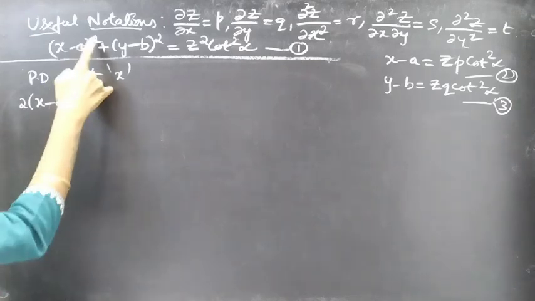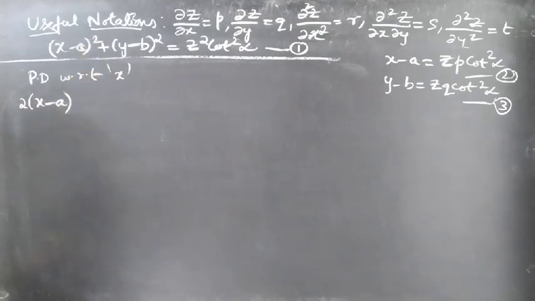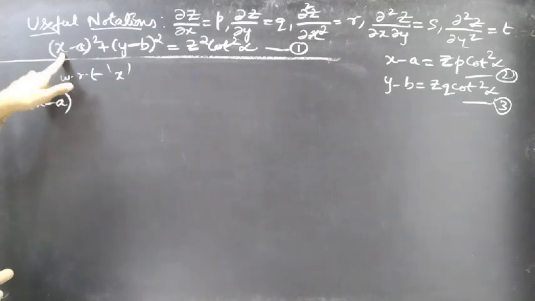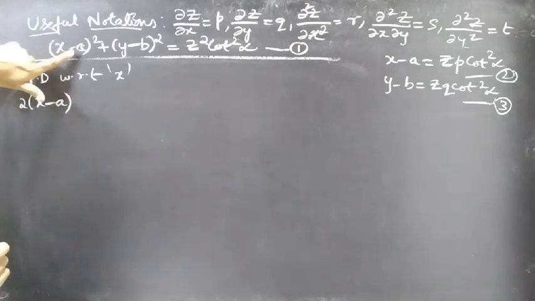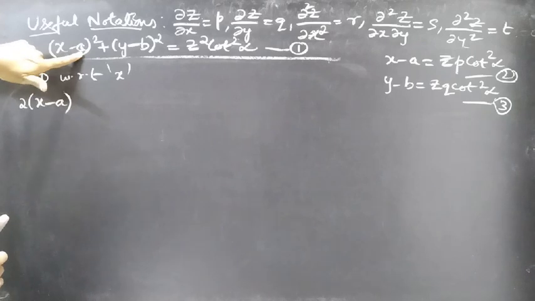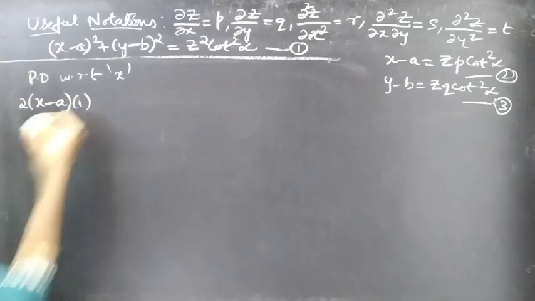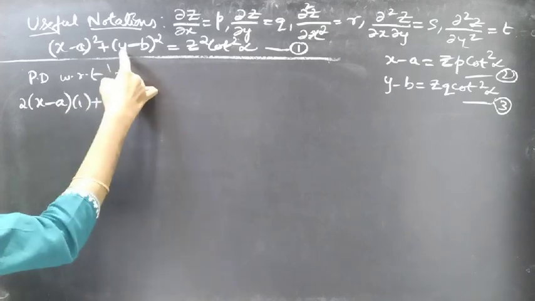Partial derivative of (x minus a) whole square is 2 times (x minus a) into the inner derivative of x minus a, right? Partial derivative of x with respect to x is 1, minus partial derivative of a, which is constant with respect to x, is 0. So 1 minus 0 is 1. Just write 1, plus the partial derivative of a constant.